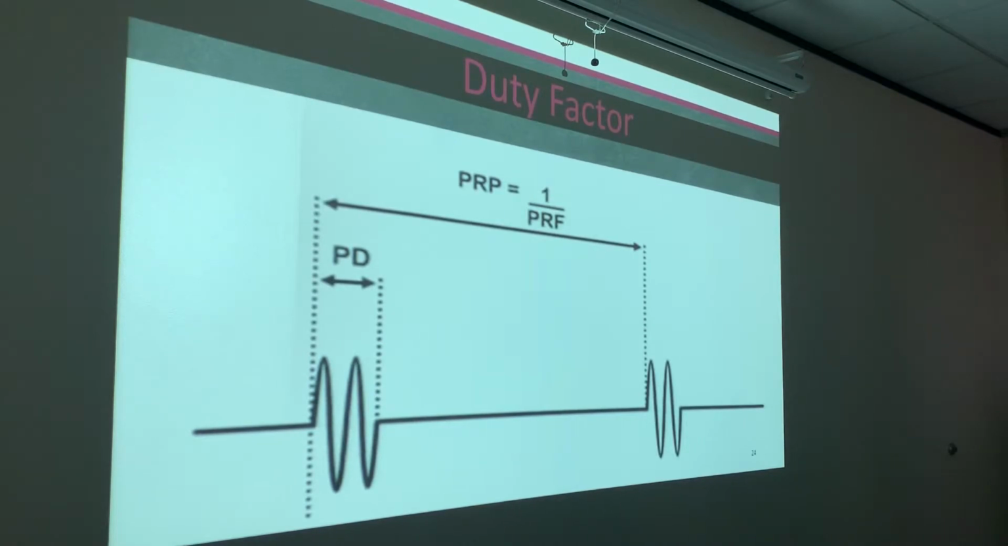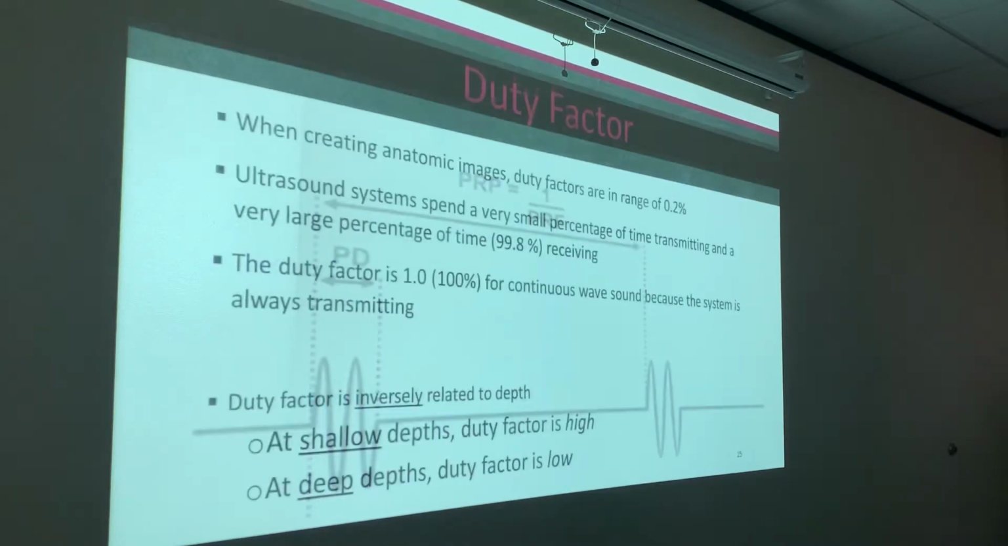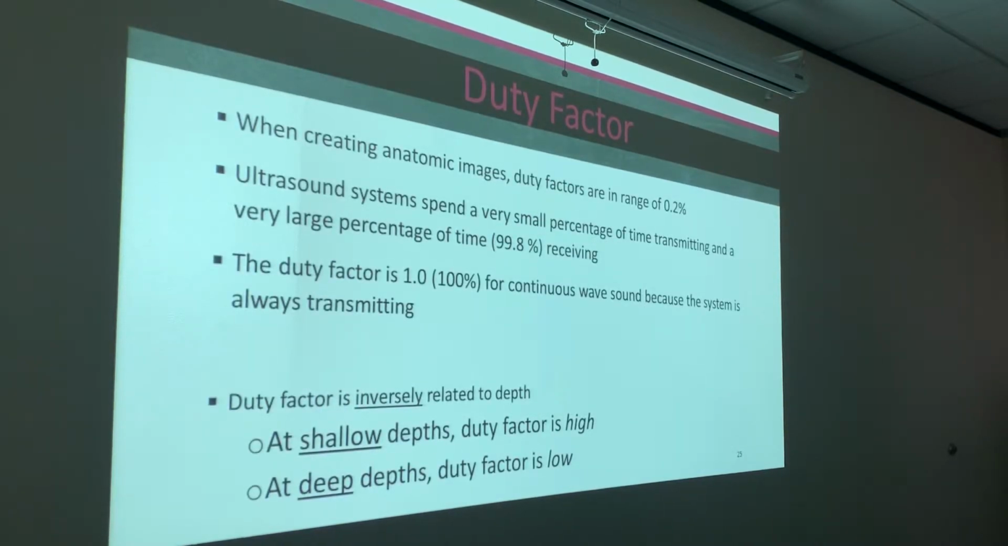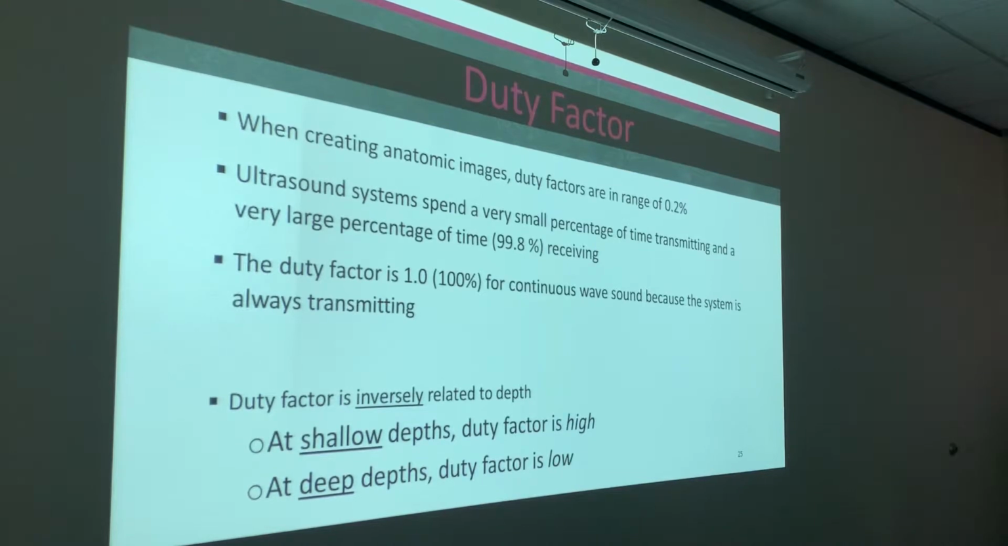All right? So our duty factor, that's going to be our pulse duration, because remember, it's the fraction of time that the sound is being transmitted. Pulse duration over the pulse repetition period. We'll talk about that in one second. I'm coming to it. Yes, it is the formula. Put this on there. Determined by the source.